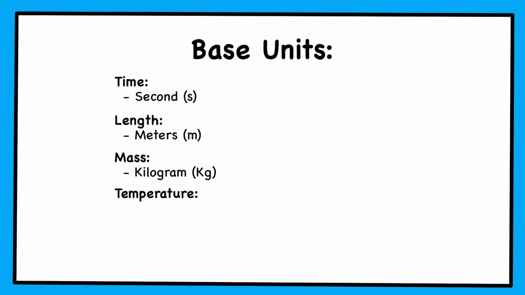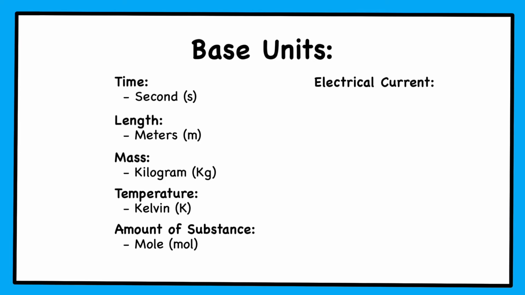The SI unit for temperature is Kelvin, or K. When measuring the amount of substance, moles, or mol, are used for short. Our 6th unit is for electrical current, and that is an ampere, or a capital A for short. Our final SI base unit is for luminous intensity, or brightness, and it is known as a candela, or cd for short.